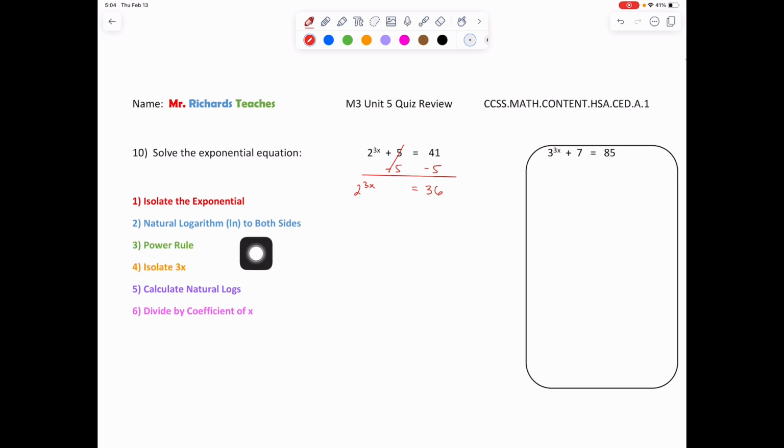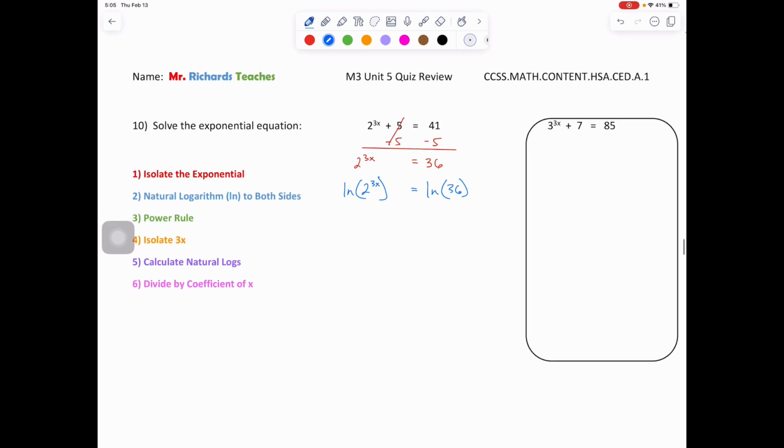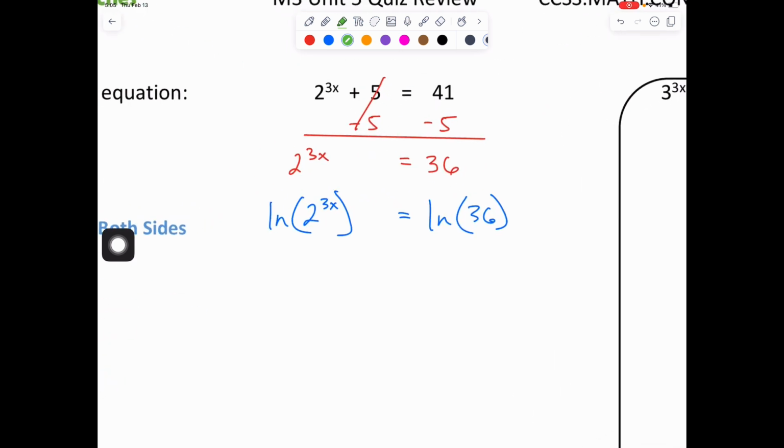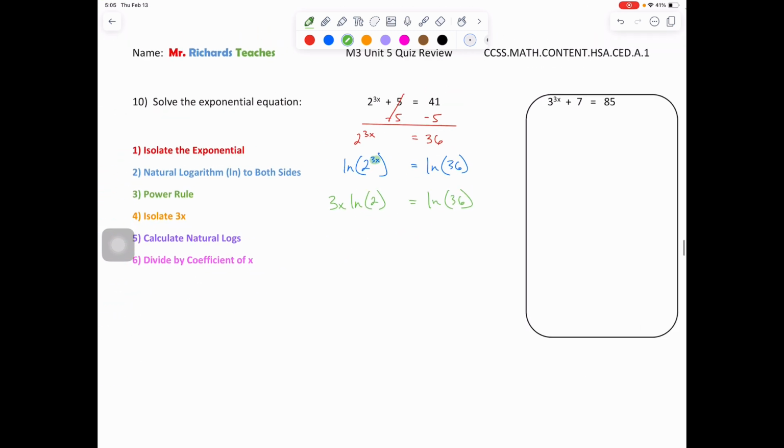Step 2, natural logarithm to both sides. Okay, wonderful, not bad. Let's just go ahead and rewrite that. ln for our natural log, 2 to the 3x enclosed, equals the natural log of 36. Step 3 in green, we will use the power rule. Oh, wondering what I was going to do with that entire exponent. No big deal. We'll just simply drop it in front. Rewrite that as 3x. Bring down our natural log. And just put the 2 on the inside now that that's gone. And set it equal to the natural log again of 36. Not so bad so far.